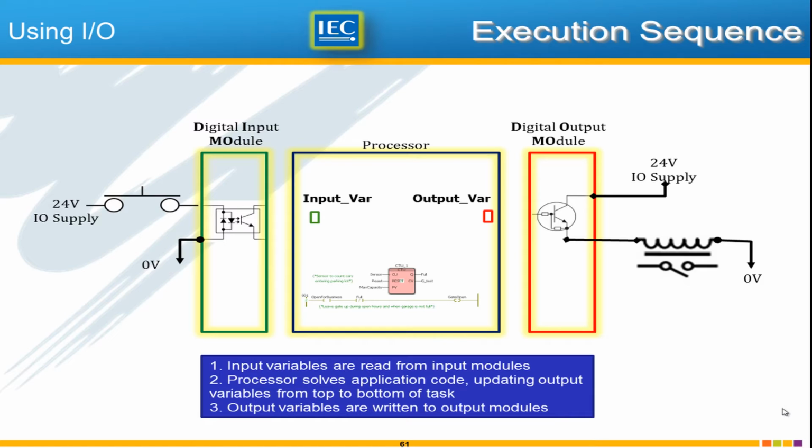So it's time to examine the execution sequence as it relates to inputs and outputs. And we've summarized it here in this box. So step number 1, input variables are read in from the input modules. There's then data in all of the input variables that are used, and that data is fixed, and that data is used as the code, number 2, executes. All of the code in the task will execute, and when it all has executed, step number 3 is to write the output variables into the digital output module.